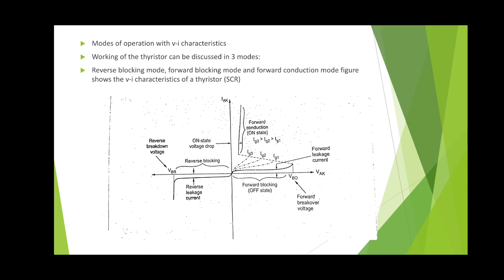So we have to observe the figure very sharply. We see the 3 regions, that is forward blocking state, forward breakover voltage, forward conduction and reverse blocking. The characteristics are plotted between anode cathode voltage and anode cathode current. So the operation or the VI characteristics we will discuss in 3 modes. First we consider the reverse blocking mode.